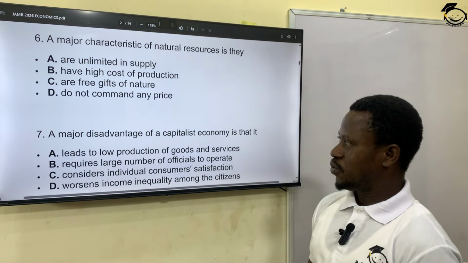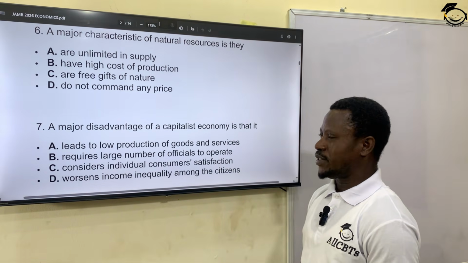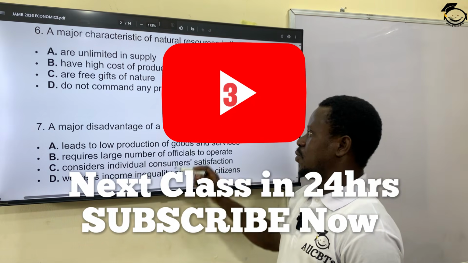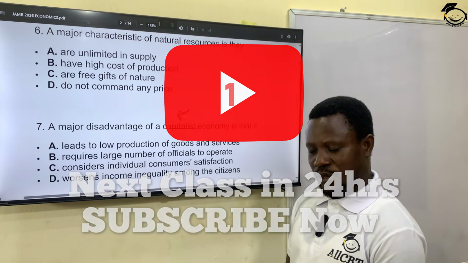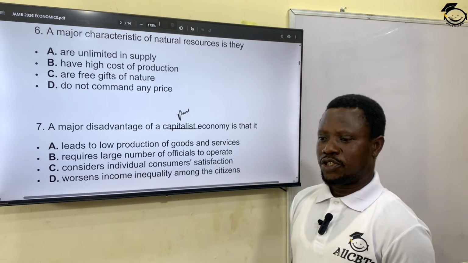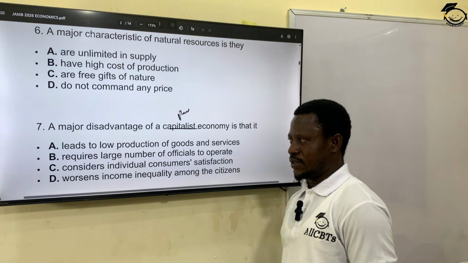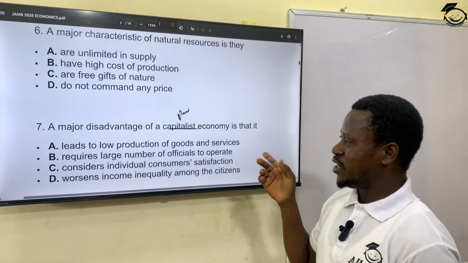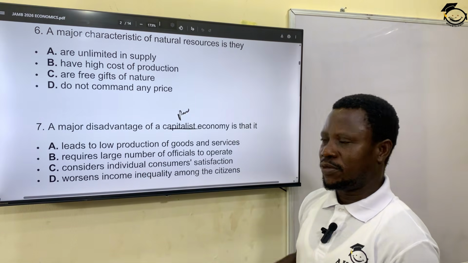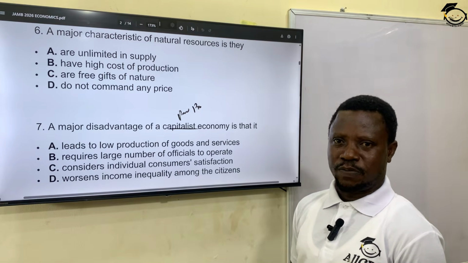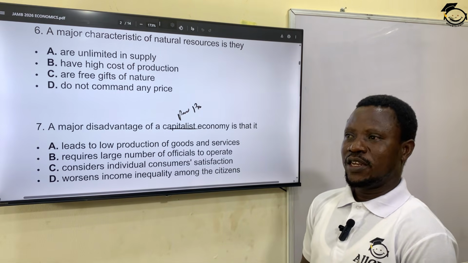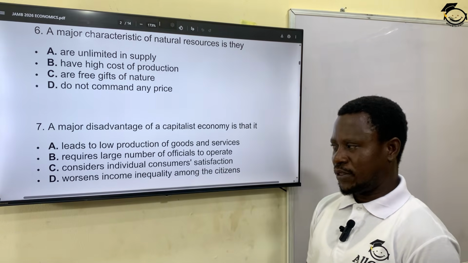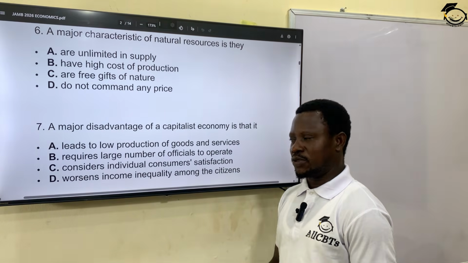Let's check the next question, a major disadvantage of capitalist economy. Remember, capitalist economy has to do with a system where private individuals control the means of production, distribution, exchange of goods and services. So let's see which of these is a disadvantage. Remember, when the private are in charge, their major aim is profit making and profit maximization. As they render service, they maximize their profits, and such profits are made at all expense, because their business has to survive.